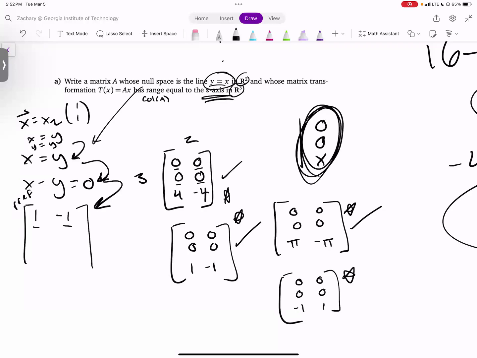I didn't understand the second part of the question. The matrix transformation has a range equal to the z-axis in R3. What does that mean? So range is just the same word as column space. And the z-axis just means my first two entries are 0 and my last one isn't, or could be. Does that make sense? Because column space describes what my columns look like. So if they're on the z-axis, they have 0, 0, 1, or 0, 0, 10, 0, 0, x. Does that make sense?